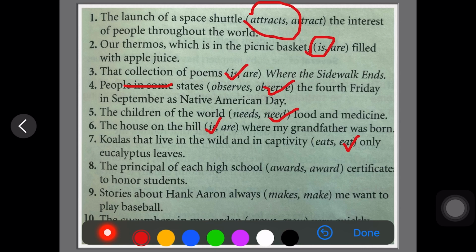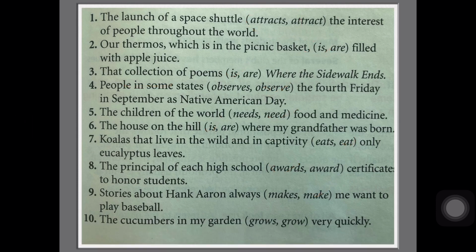The principal of each high school award or awards. Again, principal here is singular, so it's going to be awards. Stories about Hank Aaron always make or makes. Here I'm talking about the stories themselves, and it's plural, so it's going to be make. Last one, the cucumbers in my garden grow or grows. The cucumbers is plural, so the verb must agree with that plural subject. It's going to be grow.